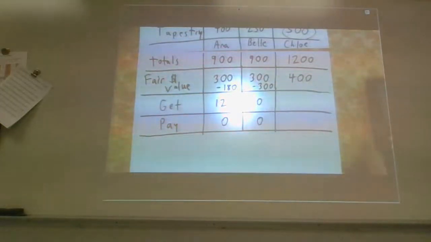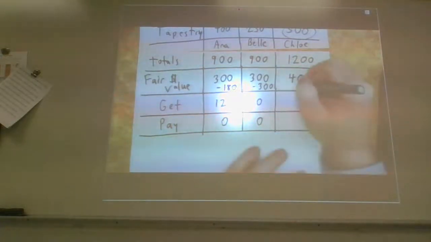Now for Chloe, oh man, as Sydney said, she really wanted that tapestry. Let's see, 260 and 500. The tapestry and the vanity is $760.